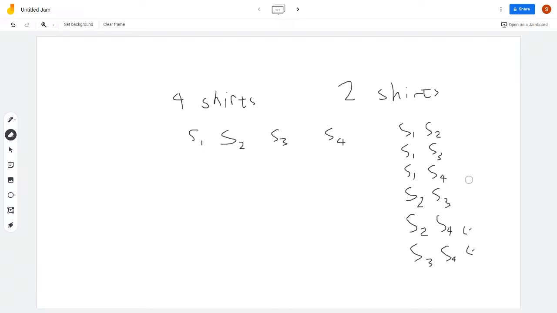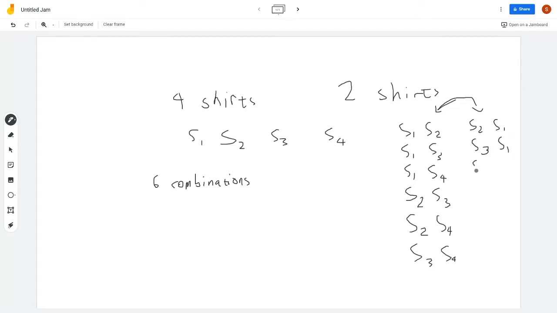So as you can see, we have 6 combinations, right? But for each of these combinations, we have 2 permutations. Because we can have S1, S2, we could have S2, S1 as well, because now the order matters, right? So in combinations, these two are the same thing, but in permutations, they're different. So that's the difference between combinations and permutations.